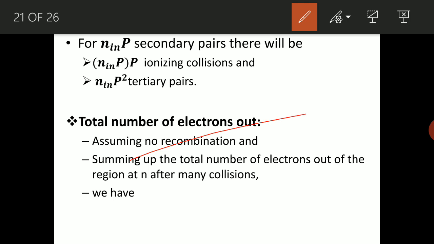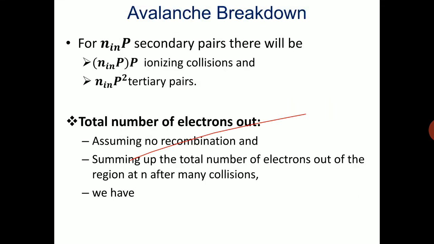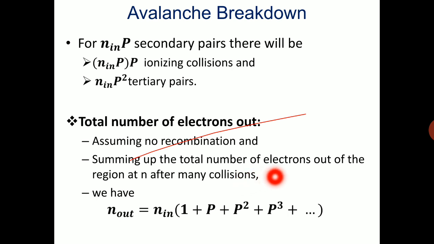So n out is equal to n in into 1 plus p plus p square plus p cube and so on. Why? Because at first there was only n in electrons entering the transition region, and in the second collision the number has increased from n in to n in into 1 plus p, and in the tertiary collision it becomes n in into 1 plus n in into p square. Then at the fourth collision it becomes n in into p cube, and at the fifth collision n in into p power 4, and so on. At the nth collision it continues going.